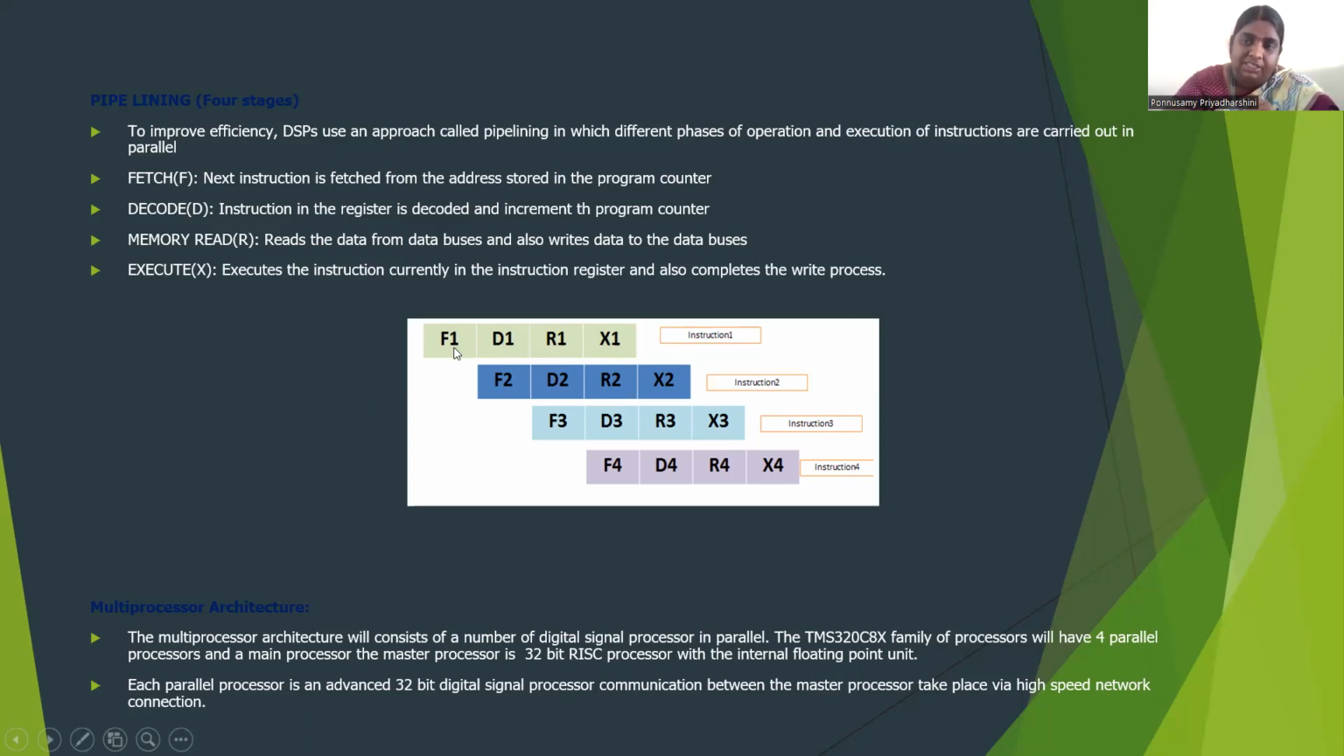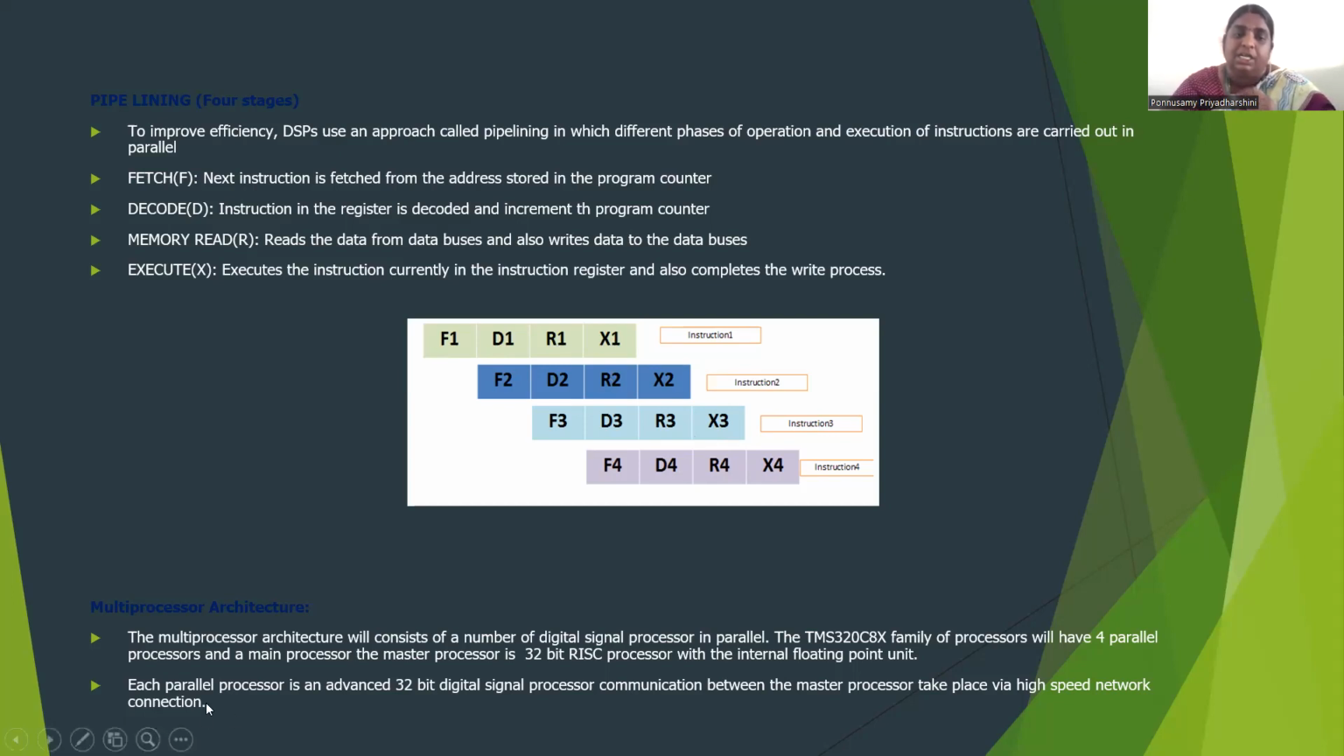So when the first instruction's fetching is completed, it moves to decoding, and the second instruction starts with fetching, and similarly it moves on with the third and fourth instructions. All these instructions move in a parallel manner, so it is not waiting for one instruction to be executed and completed.